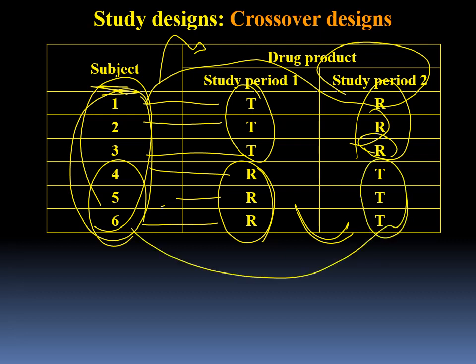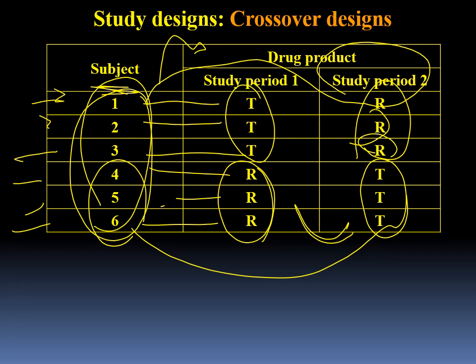So what is the advantage here? If you observe every row in this table, volunteer number 1 took the test in the first period and took the reference in the second period. Same for volunteers number 2 and 3. Volunteers number 4, 5, and 6, every one of them takes the reference in the first period and then takes the test in the second period. So for every volunteer, now he took reference and test.